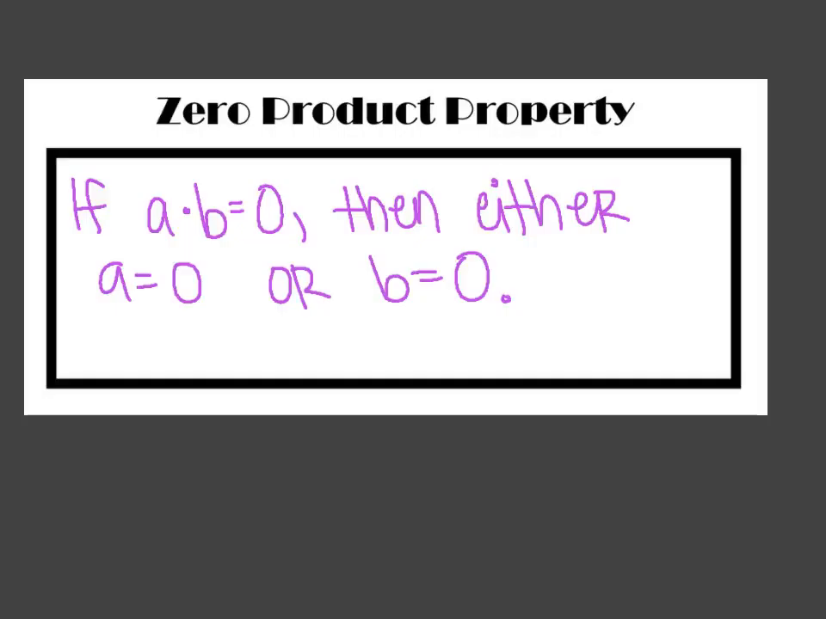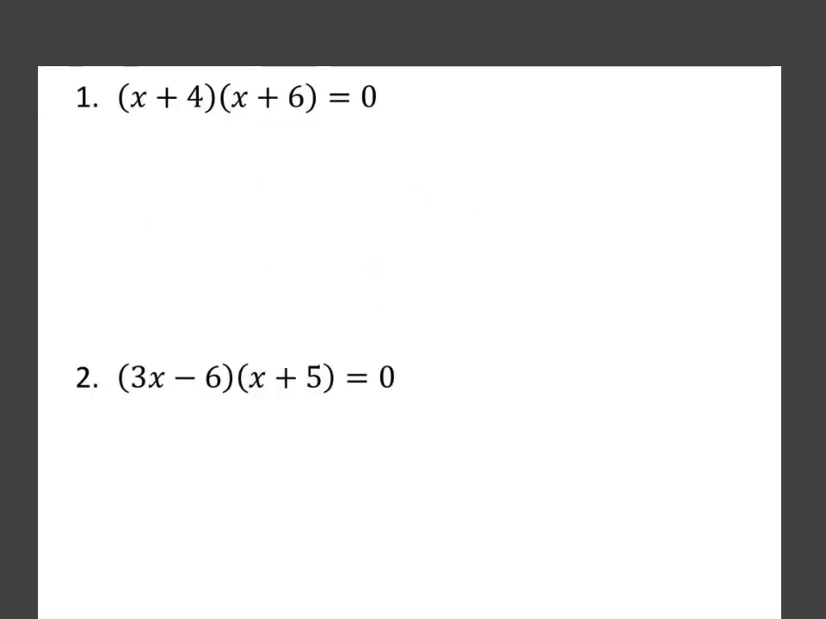Hello, this video is all about the zero product property and how we would solve a quadratic equation using the zero product property. So the first thing we need to know is, what is the zero product property? What the zero product property tells us is that if A times B equals 0, then either A equals 0 or B equals 0. Here's how we're going to use this property.